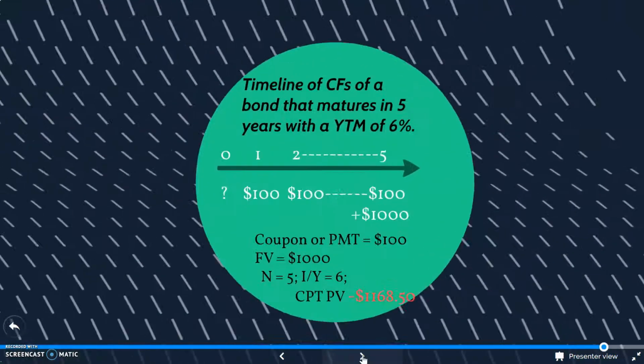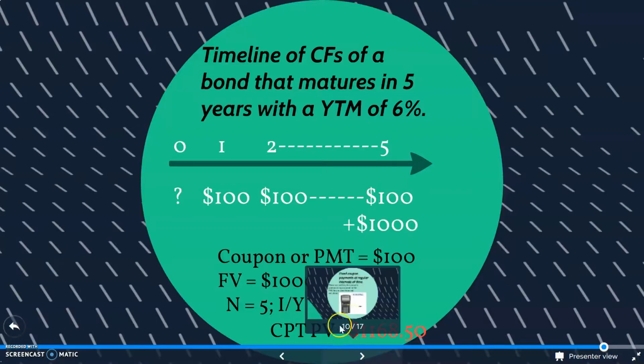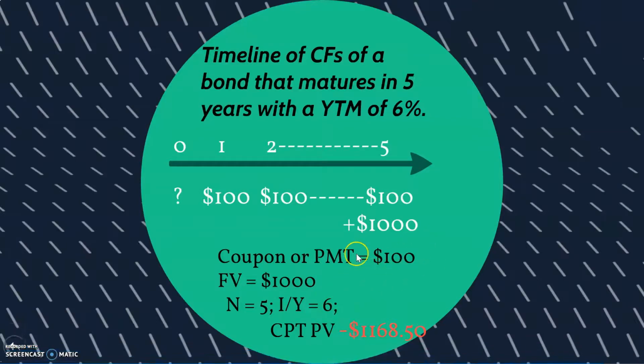Now let's see the timeline of the cash flows of a bond. The timeline of cash flows of a bond that matures in 5 years with a YTM of 6%, with coupon payments of $100 and face value of $1,000 looks like this. You have $100 payment starting from year 1, year 2, and it goes on till year 5. So these are regular payments, fixed payments at regular intervals of time.